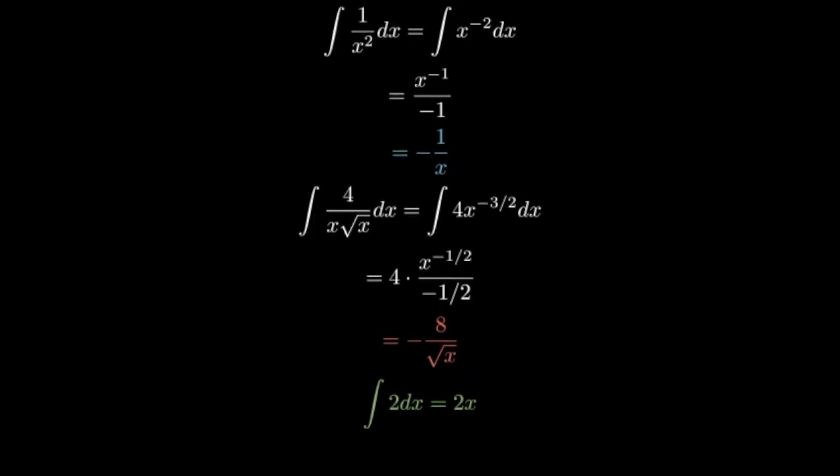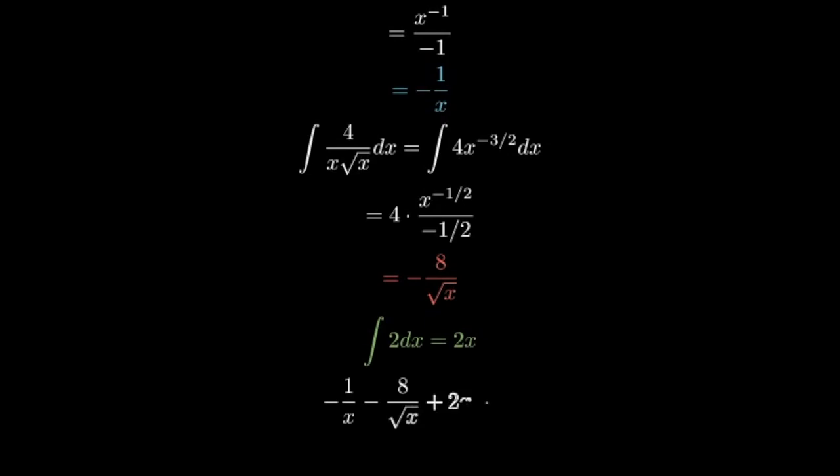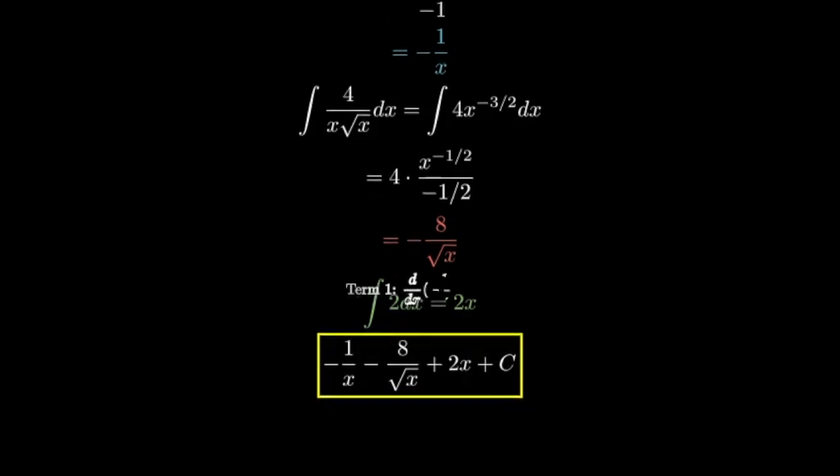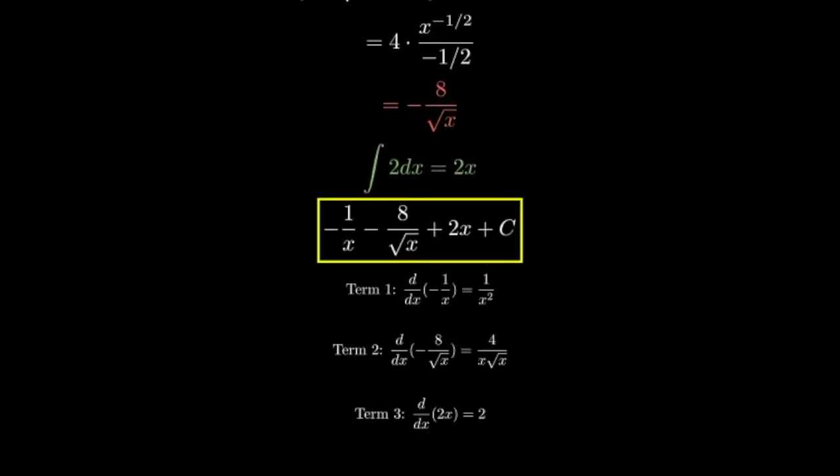Now let's combine all our terms and add our constant of integration c. Our final answer is negative 1 over x minus 8 over the square root of x plus 2x plus c. Let's verify this is correct by checking that each term came from its corresponding integral and that we applied the power rule correctly in each case.